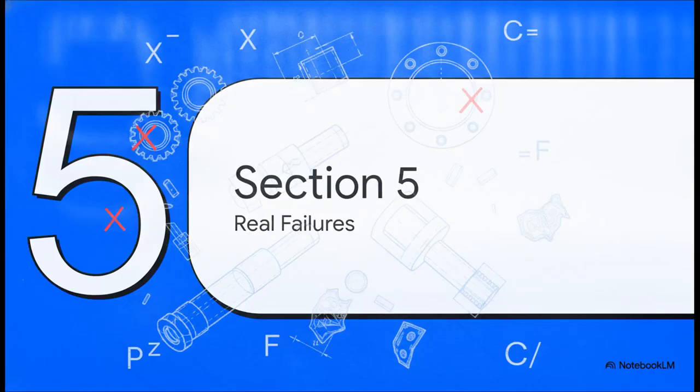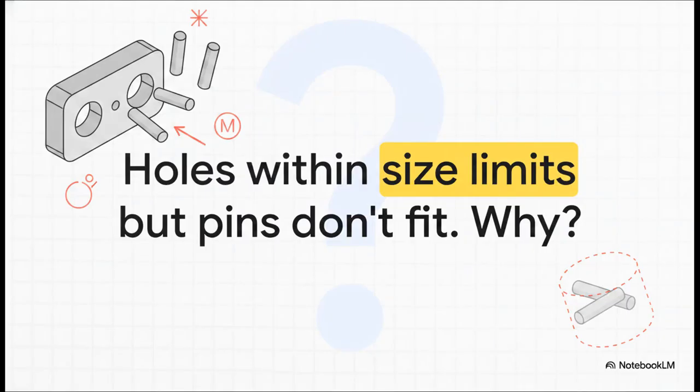Section 5. Real manufacturing failures. Speaking of the shop floor, misunderstanding these rules means scrapped parts and lost money. Here's a classic engineering nightmare for you. A supplier manufactures a batch of mounting brackets. The quality team inspects the parts, and all the hole diameters measure perfectly acceptable within their size limits. But when it hits the assembly line, the mating pins simply do not fit. No way. Which GD&T concept was completely overlooked here?